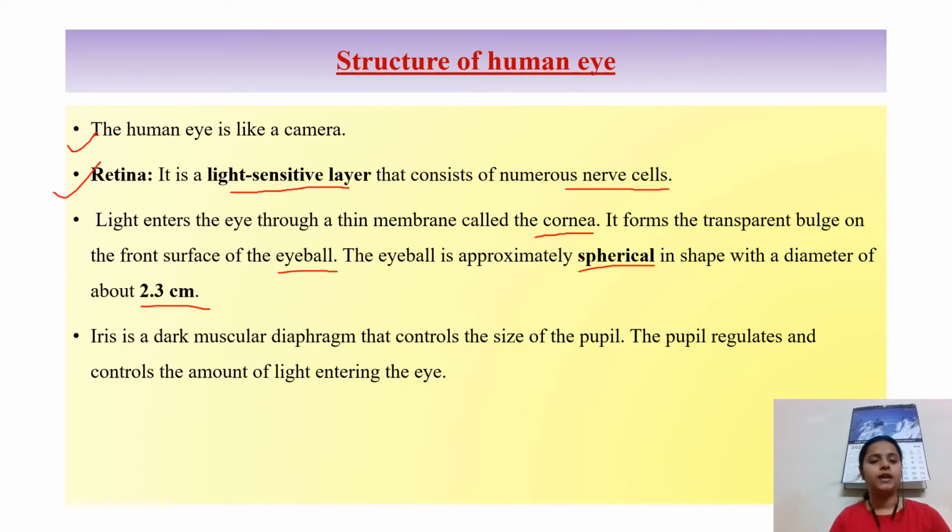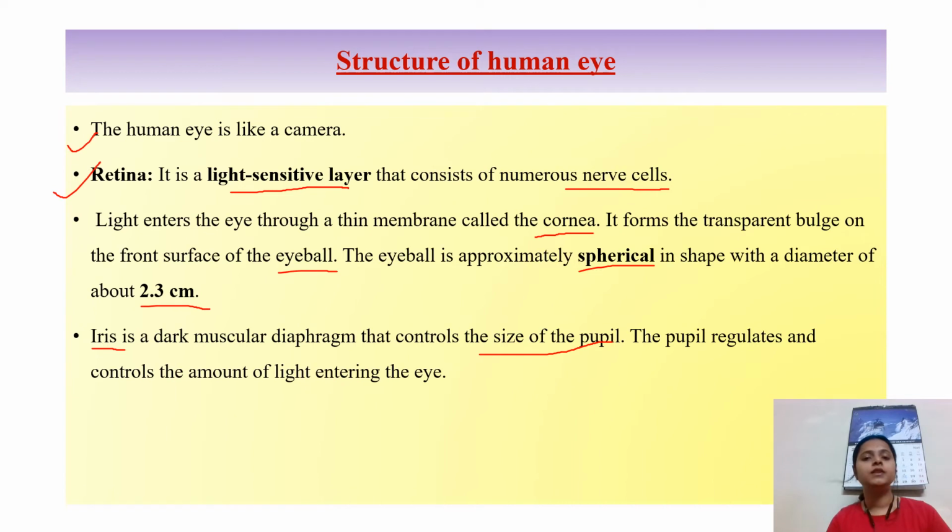Now comes the iris. Iris is a dark muscular diaphragm that controls the size of pupil. The pupil regulates and controls the amount of light entering the eye. So the function of pupil is it regulates and controls the amount of light entering into our eye. This is the basic function of pupil.